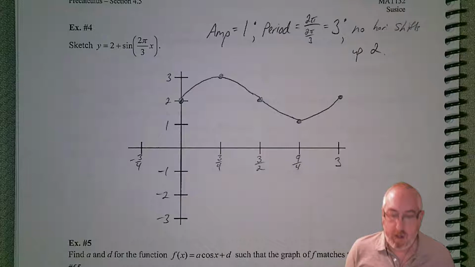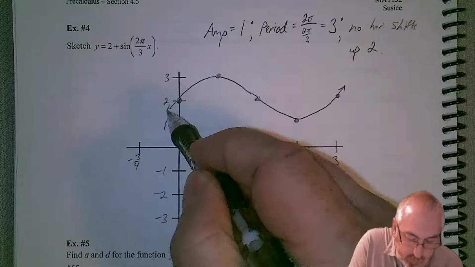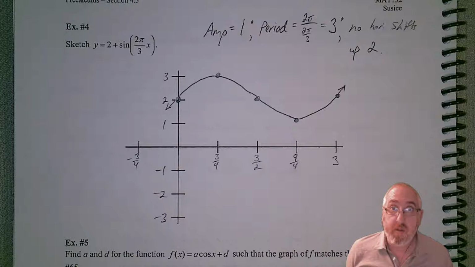Now again, technically these go on forever in both directions, so if we wanted to put arrows on them, we could, but it's not a requirement. So, but that covers all the different translations.